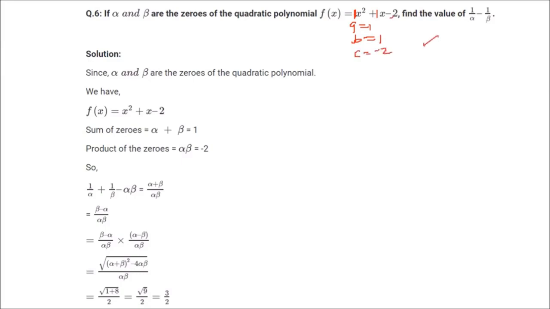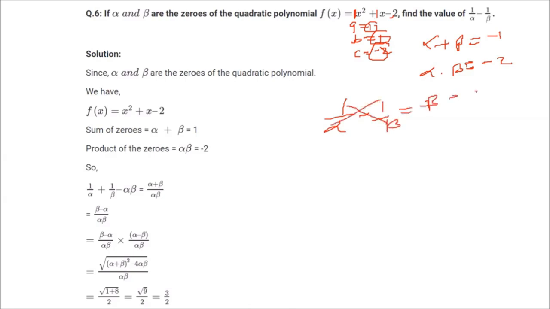So what will be alpha plus beta? It will be minus b by a, so minus 1 by 1. What will be alpha into beta? c by a, so minus 2 by 1, that is minus 2. Now 1 by alpha minus 1 by beta can be written like this: beta into 1 is beta, alpha into 1 is alpha, and alpha into beta.